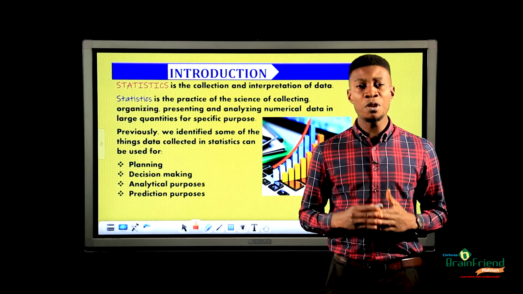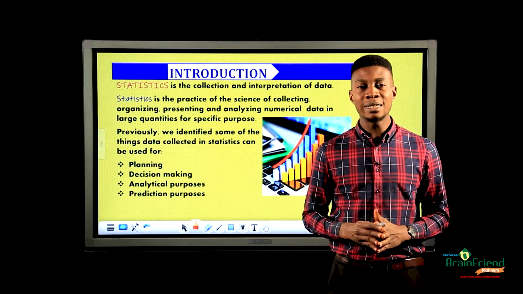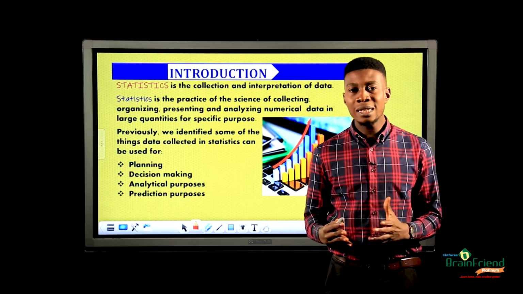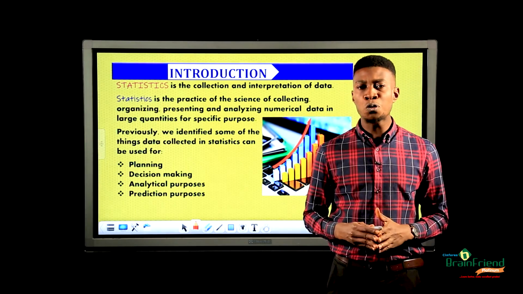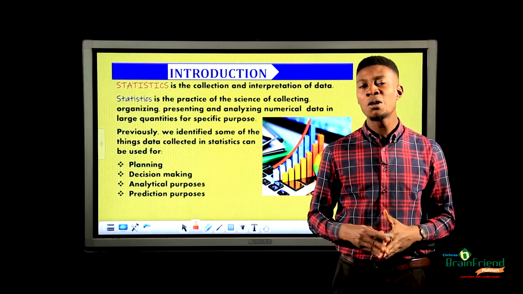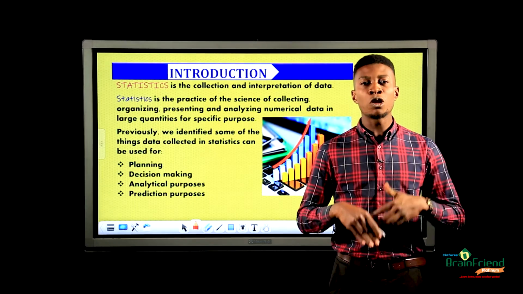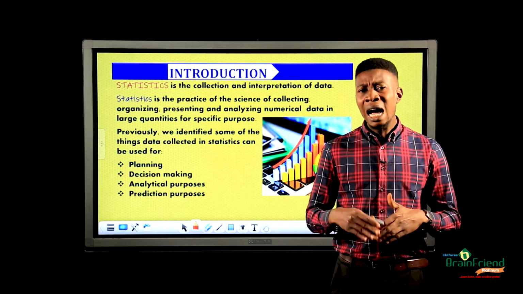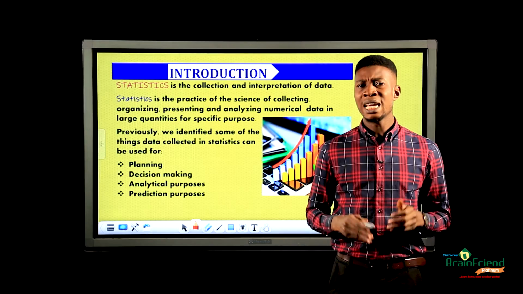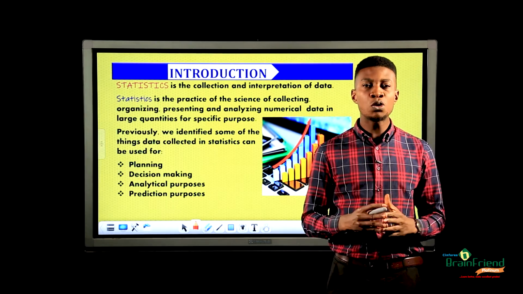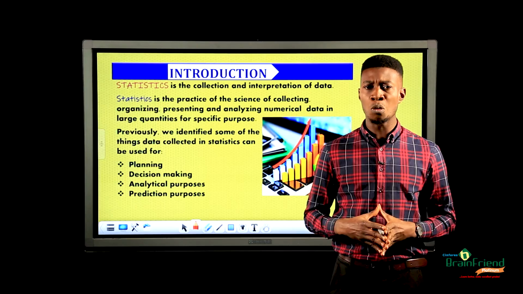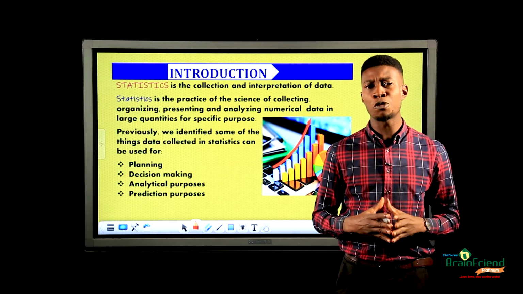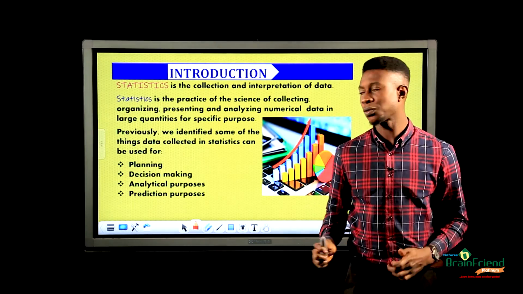Recall that in our previous lesson, we established that in statistics, we collect and interpret data. Now, this data can be used for decision making, for planning, for the purpose of analysis, and for prediction. In this lesson, we'll be considering prediction purposes. Let's go ahead to learn some more about using data for the purpose of prediction.